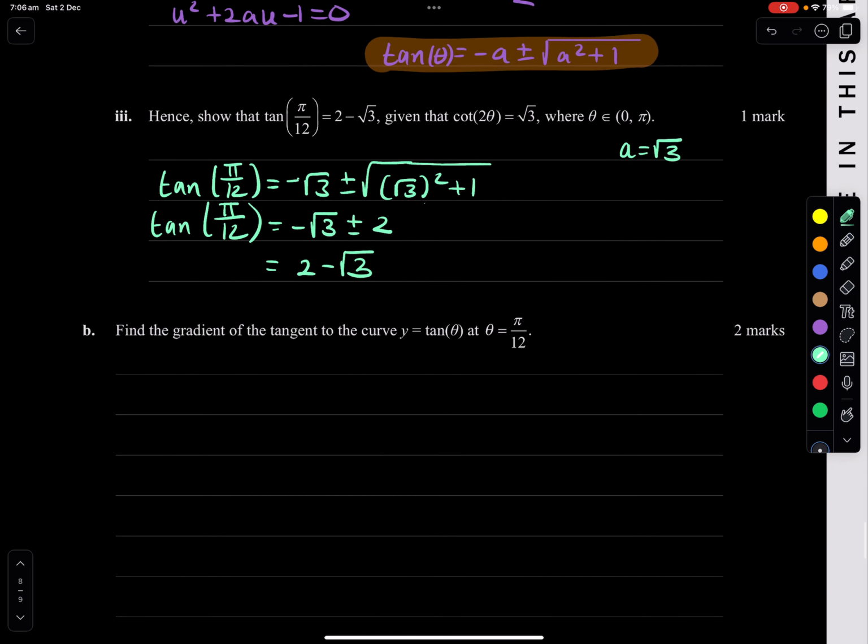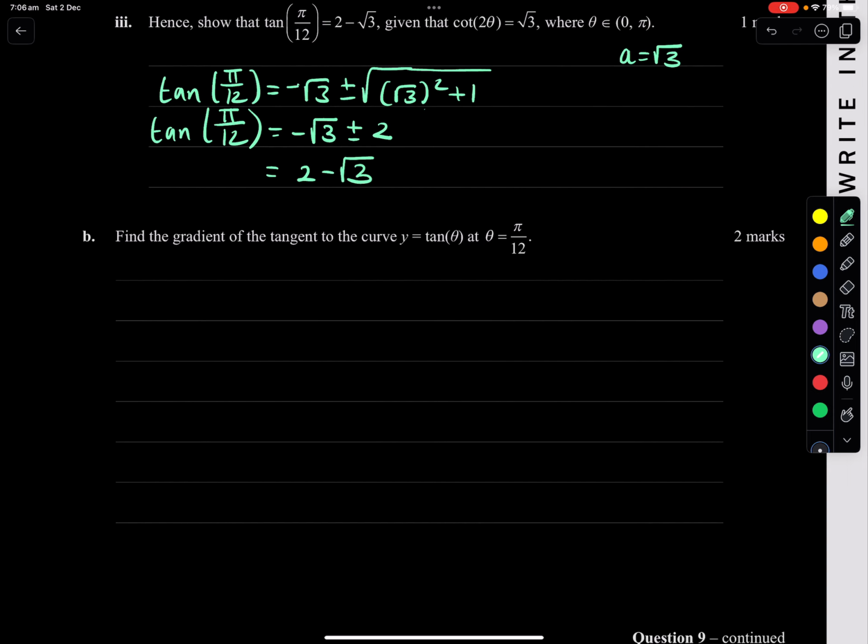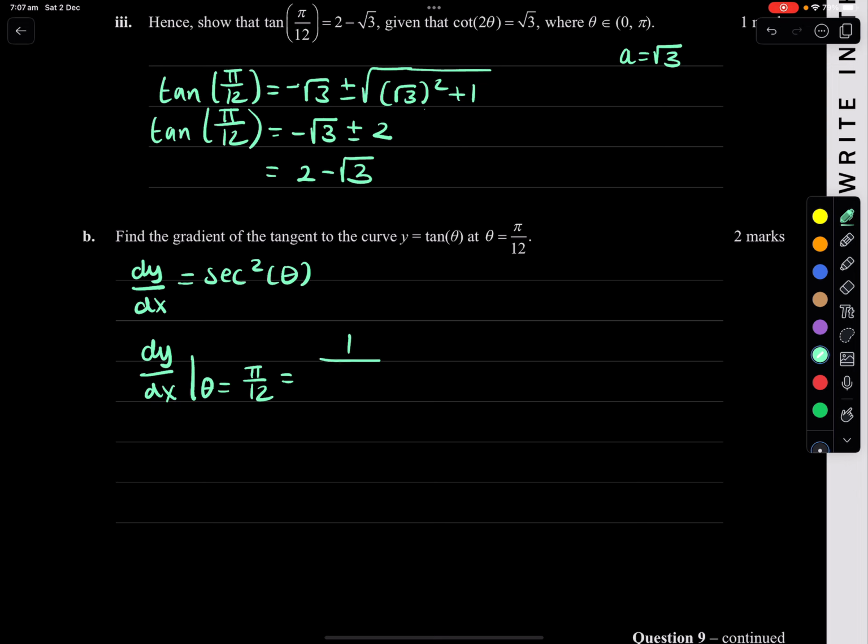That's it. Find the gradient of the tangent to the curve y equals tan theta at this point. Okay, that's nice and easy. So what's dy/dx of tan theta? It's just going to be secant squared theta. And we're just going to sub in pi over 12. So dy/dx at theta equals pi over 12 is going to be, because it's secant, we can rewrite it as 1 over cos squared pi over 12.